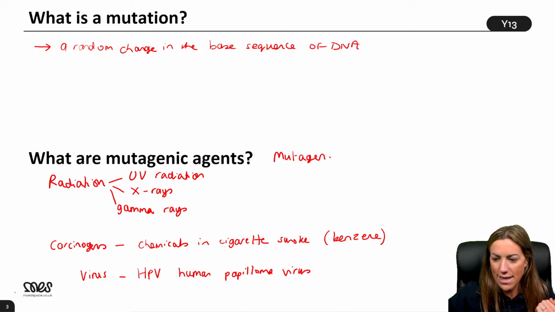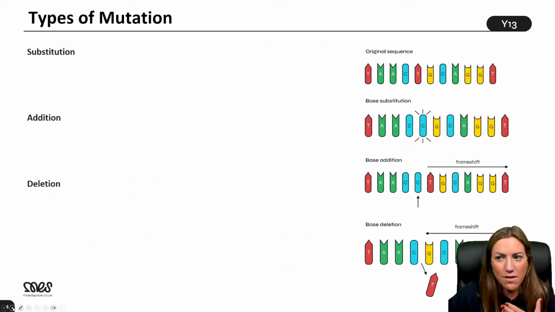So should we get straight into that, and we'll see which ones you already know and which ones you need to go through a little bit more. So types of mutation. Have we all heard of these three types?